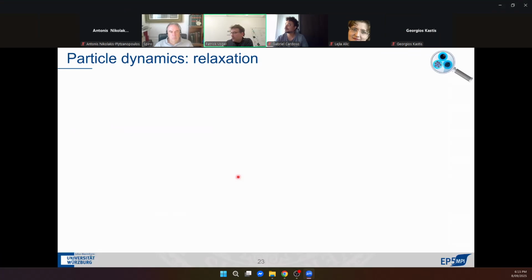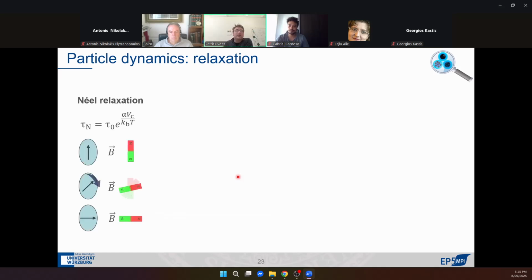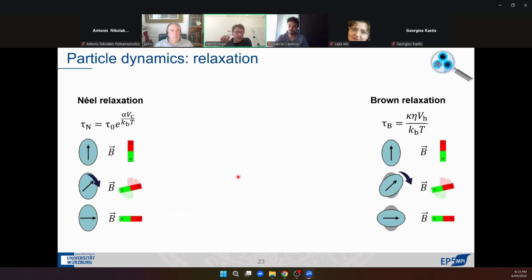But what is the reason for that? Why do the particles show such different behaviors? There are two major relaxation effects. One is the Néel relaxation and one is the Brown relaxation. What is the difference? The Brown relaxation, on the right side, means that the entire particle is rotated when the external magnetic field changes. The Néel relaxation means that not the particle itself rotates, but the magnetization inside the particle will follow the external magnetic field.